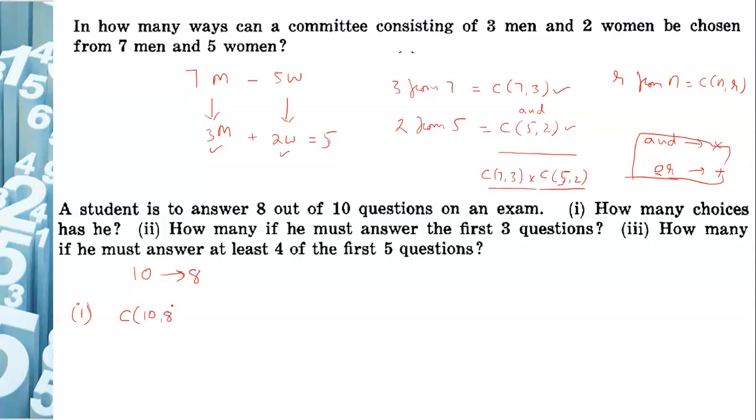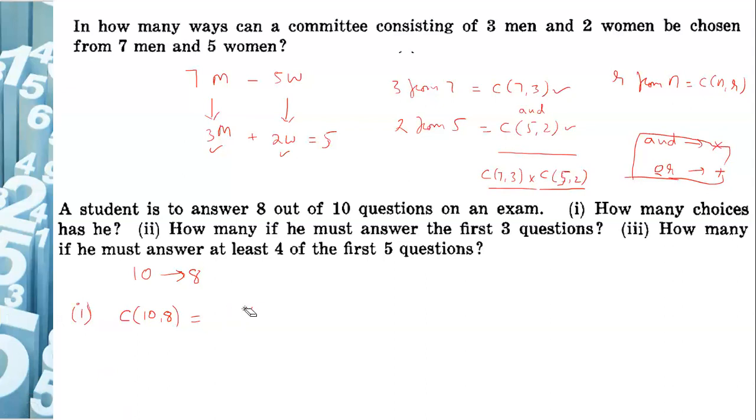How many ways can he select 8 from 10? C of 10 comma 8 ways. The calculation you can do, and I told you the shortcut just now. For C of 10 comma 8, you would write 10, 9, and so on, 8 times. But instead of that, you can use another way.